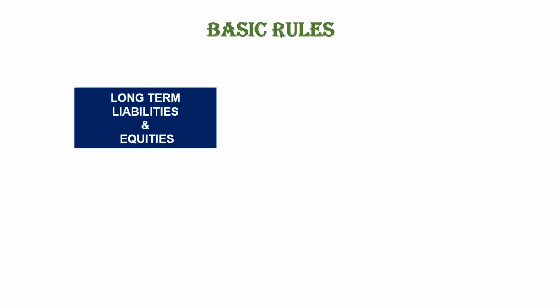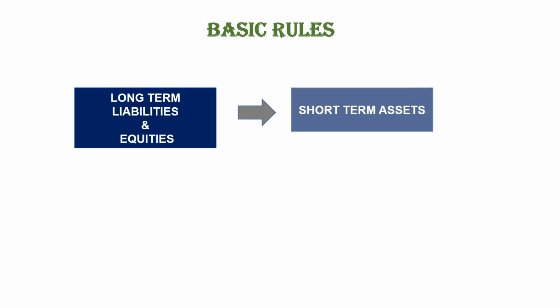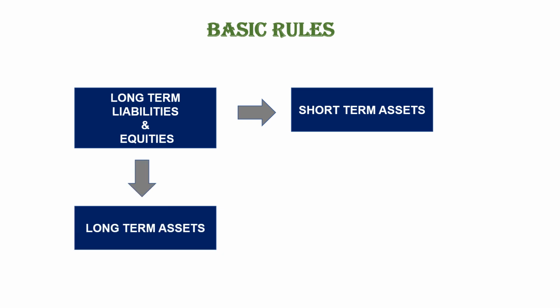The next basic rule is on long-term liabilities and equities. Long-term liabilities are those funds which are borrowed from outsiders. Equity funds are the owners' funds. So these long-term liabilities and equities can be diverted for short-term assets as well as for long-term assets. Diverting long-term liabilities and equities for short-term assets will be correct, and diverting for long-term assets will also be correct, because the payback period for the creditors will be a long period. Hence, we can divert those funds for both short-term assets as well as long-term assets.